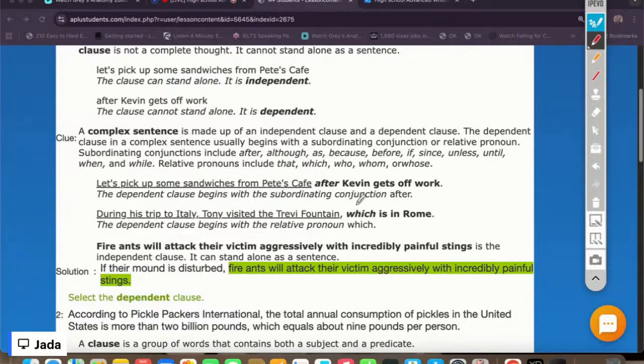Alright, so we have a complex sentence. Now, the complex sentence is made up of an independent clause and a dependent clause. So it's made up of both clauses. The dependent clause is not a complete sentence, and usually begins with a subordinating conjunction or relative pronoun. So that's how the dependent clause begins, and that's how you can identify it.